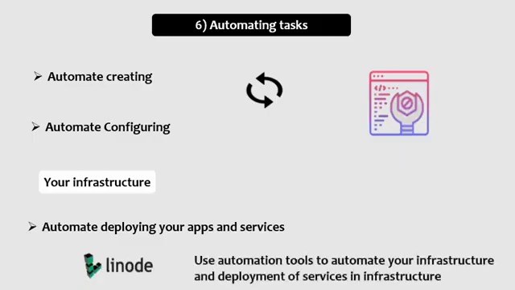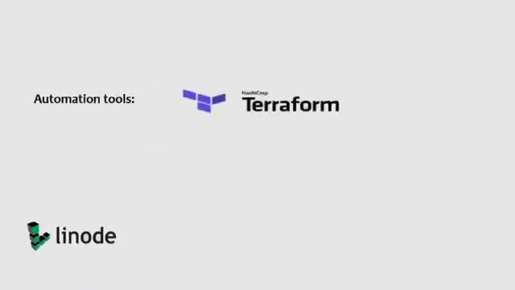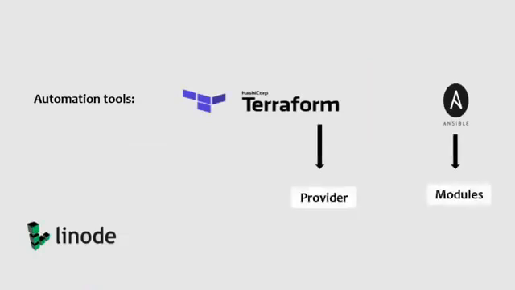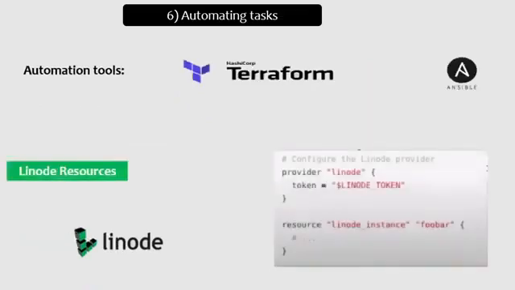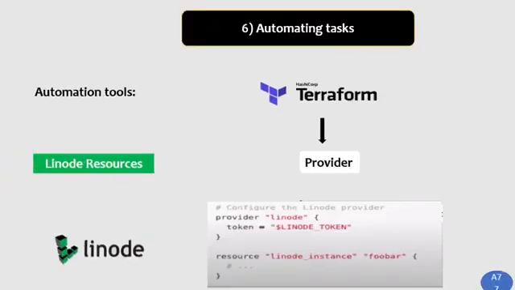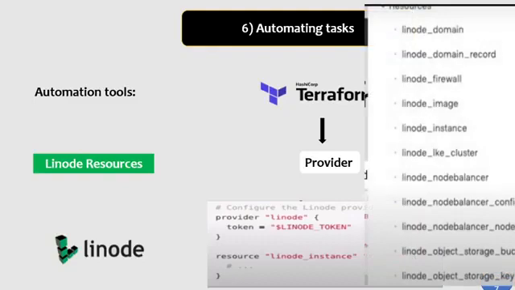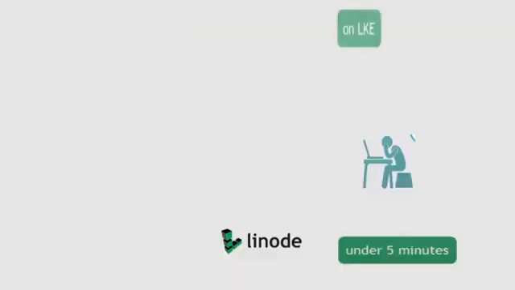So for Linode specifically, you can use these tools to automate your infrastructure and also deployment of services in that infrastructure. For example, tools like Terraform or Ansible, which are automation tools, have modules or providers, or whatever they're called in their respective tool, that can connect to the Linode platform to get access to its resources and then let you automate your DevOps work, to again save time and work more efficiently.